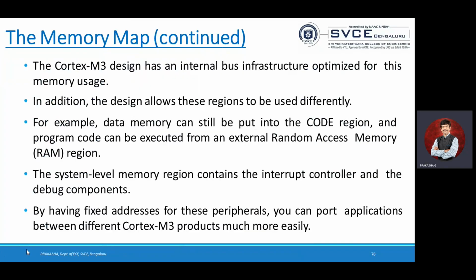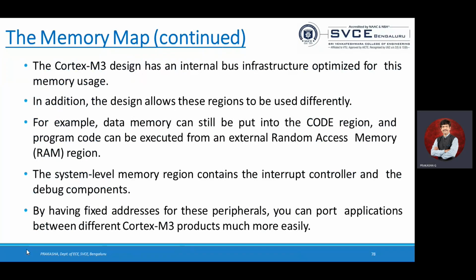ARM Cortex M3 is designed with an internal bus infrastructure optimized for its internal memory usage. In addition, the design allows these regions to be used differently, for different purposes. Data memory can still be put into the code region. Why? Why are they saying data memory can still be put into the code region? You can think about it. Why can the code and data be in the same memory?